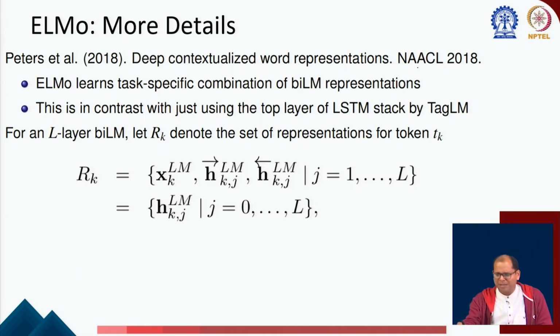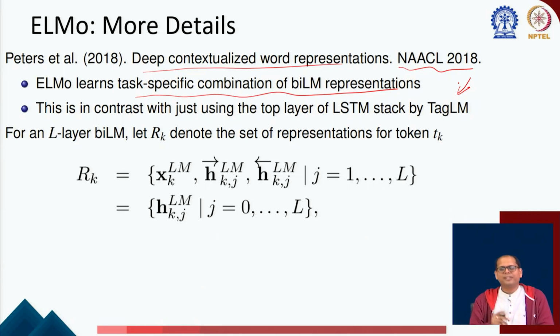So this was the paper published in NAACL 2018. Deep contextualized word representations, and it learned a task-specific combination of bidirectional LM representations. And there was of course a previous model, TagLM, by the same authors, where they just used the top layer of the LSTM, but they said, okay, why don't we use all the layers?